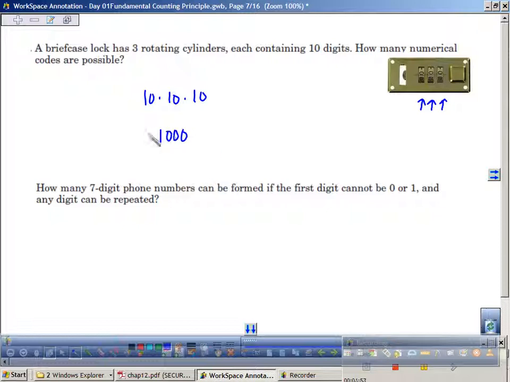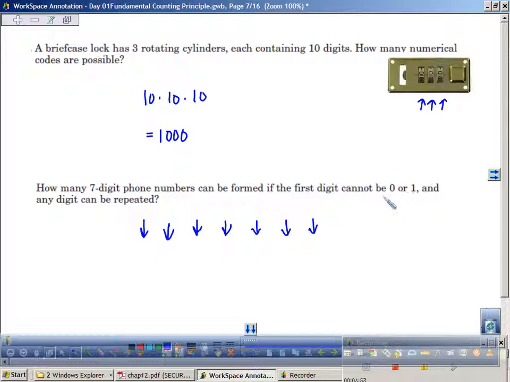That's 1,000 possible codes. Let's try this one. How many 7-digit phone numbers can be formed if the first digit cannot be 0 or 1? Okay, we've got 7 different digits: 1, 2, 3, 4, 5, 6, 7. So how many 7-digit phone numbers can be formed if the first digit cannot be 0 or 1?